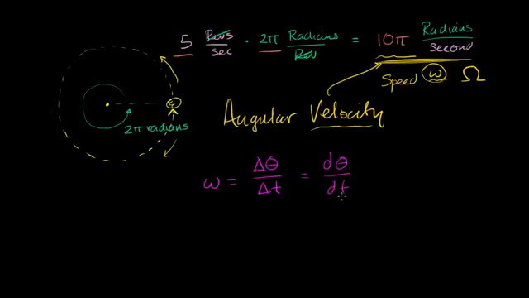Now with that out of the way, I want to see how this relates to speed. How does this relate to the actual speed of the object? To get the speed of the object, we just have to think about how far this object is traveling in every revolution. Let's say that this radius is r. So in every revolution, it is traveling 2 pi r, let's say r meters. Give ourselves some units right over there. So the circumference is going to be 2 pi r meters.